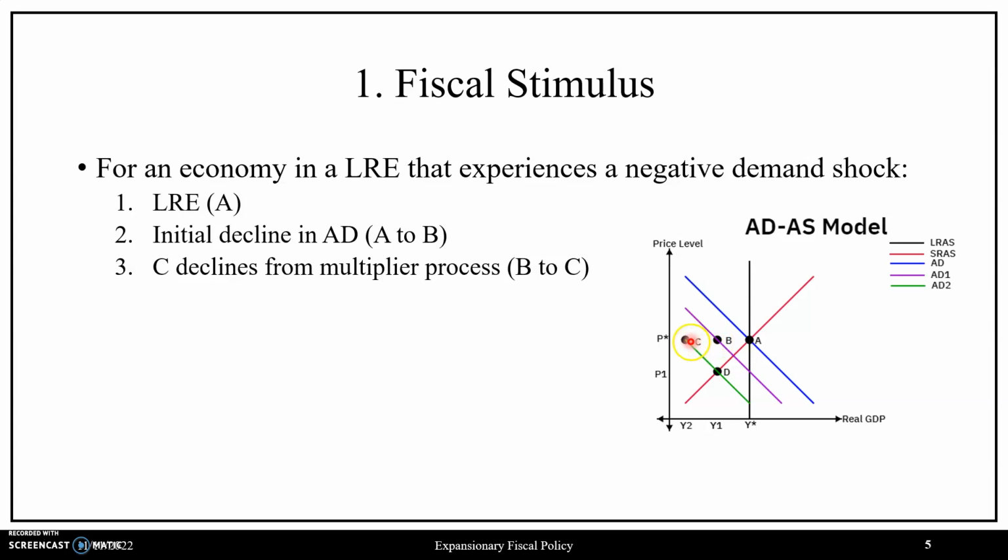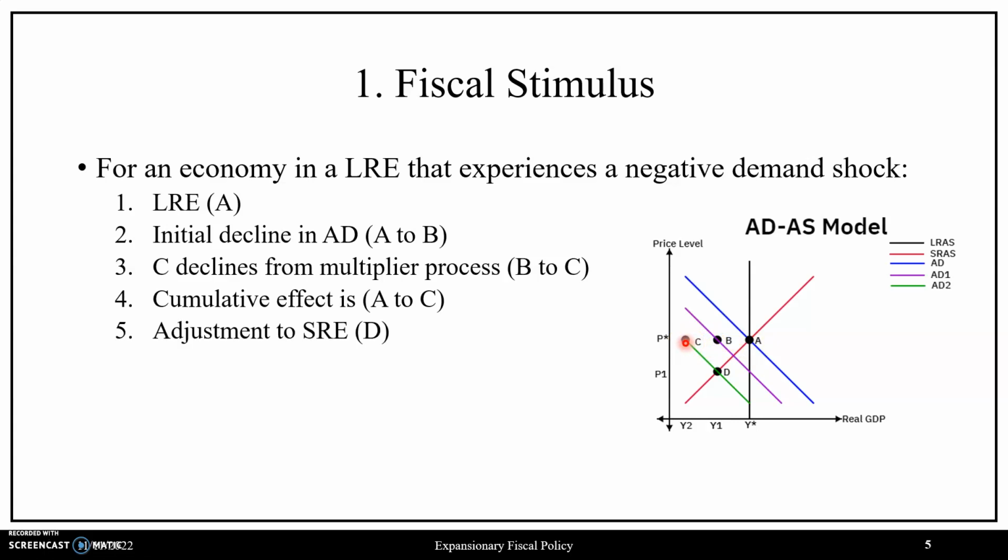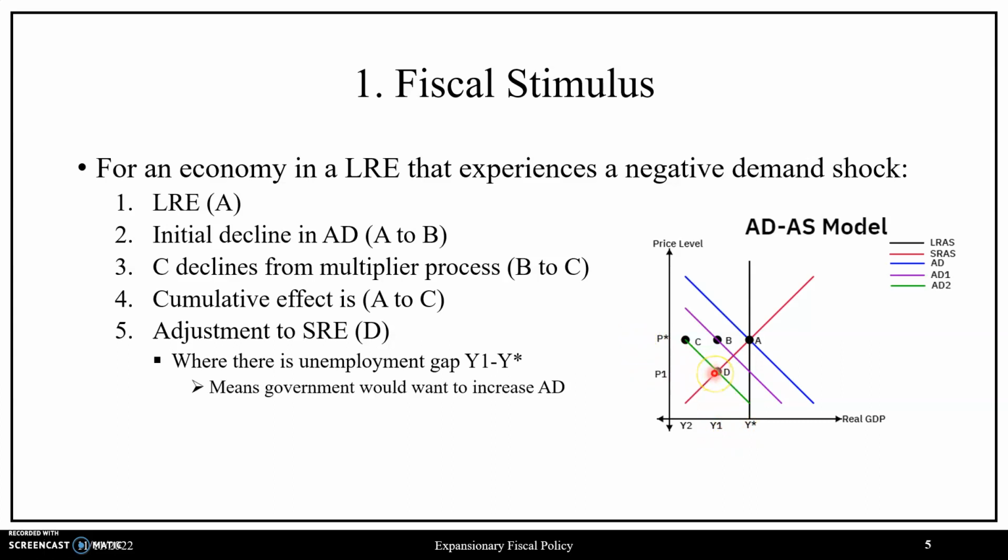which we can capture by going from AD1 to AD2, where holding the price level fixed, real GDP being demanded by this economy is now at Y2. In terms of this overall effect on aggregate demand, the initial change was going from AD to AD1, and the secondary effect is going from AD1 to AD2, so this means that the cumulative effect is going from AD to AD2 after the initial and secondary effects have been realized. This economy then adjusts to the short-run equilibrium at point D, in which there is an unemployment gap in this economy, and there's also been a decrease in the price level as well.